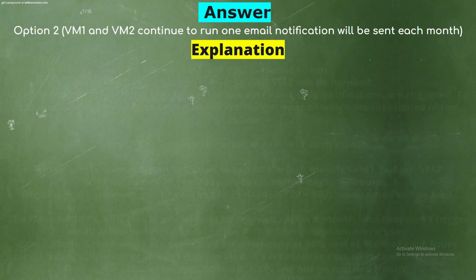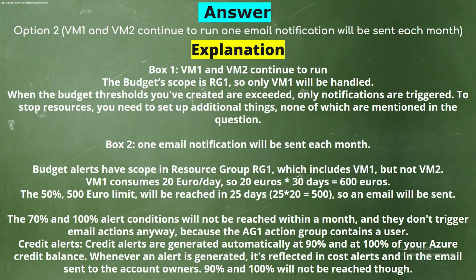Explanation. Box 1. VM1 and VM2 continue to run. The budget scope is RG1, so only VM1 will be handled. When the budget thresholds you have created are exceeded, only notifications are triggered. To stop resources, you need to set up additional things, none of which are mentioned in the question. Box 2. 1 email notification will be sent each month. Budget alerts have scope in resource group RG1, which includes VM1 but not VM2.